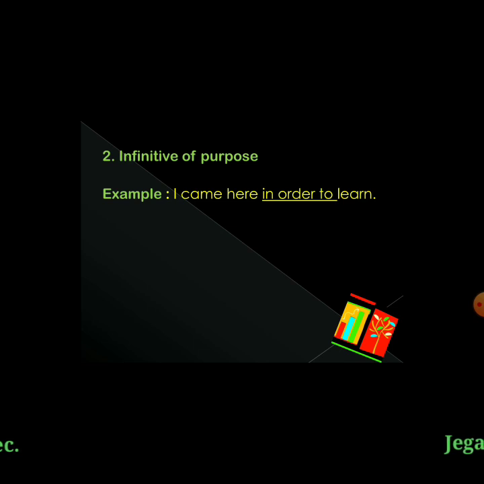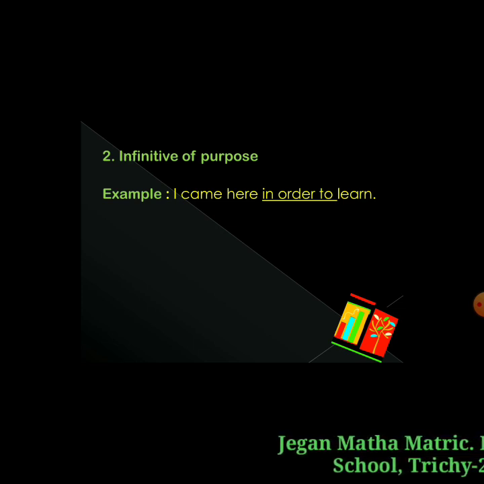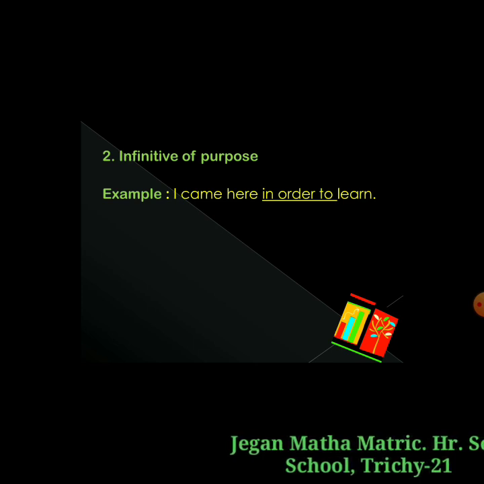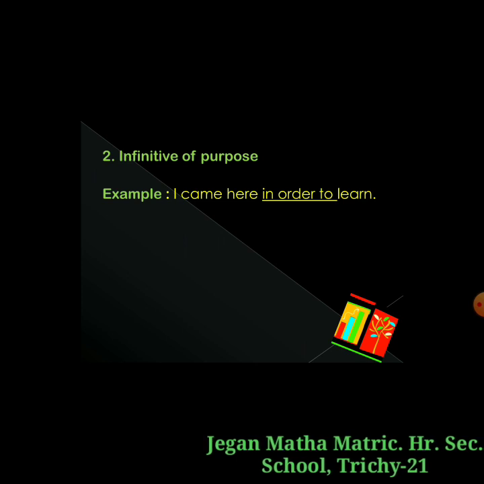Infinitives of purpose. For example, I came here in order to learn. So this is on purpose. I came here in order to learn. To learn is an infinitive. So what is the purpose here? In order.